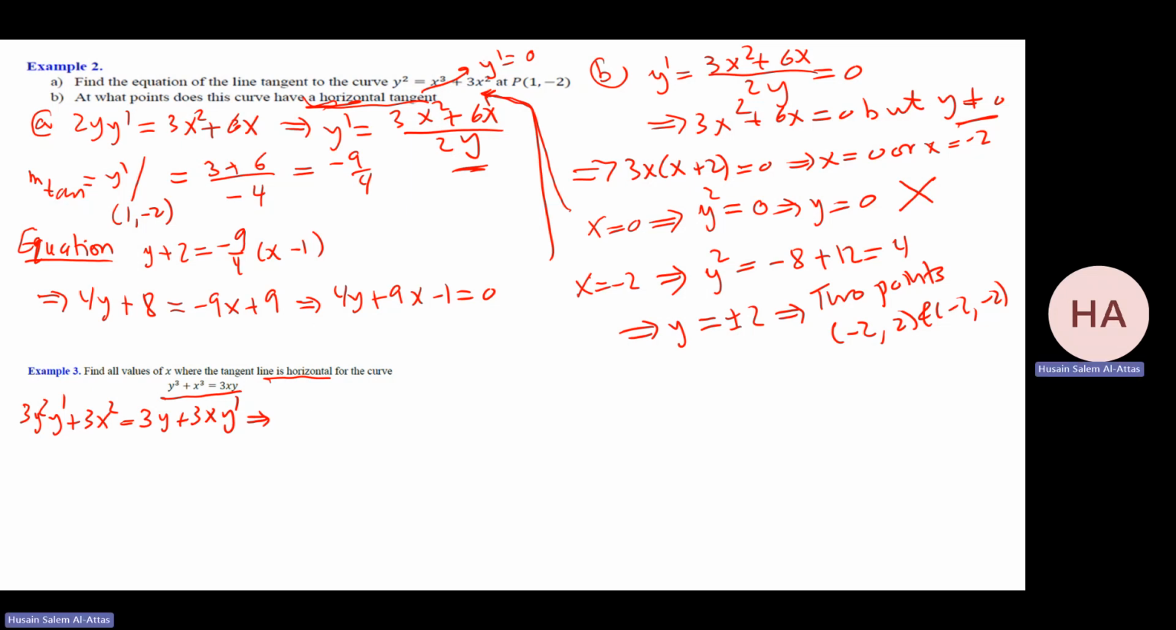Let's write the things with y prime on one side. So I have 3y square minus 3x y prime equal what? 3y minus 3x square. I took 3y square, took 3x to the other side. I took this to the other side. Okay. So y prime is what? I can divide by 3 at the same time. It will be y minus x square over y square minus x.